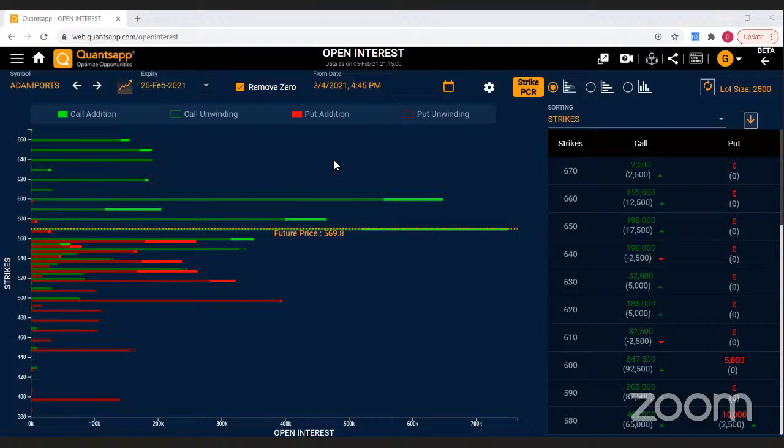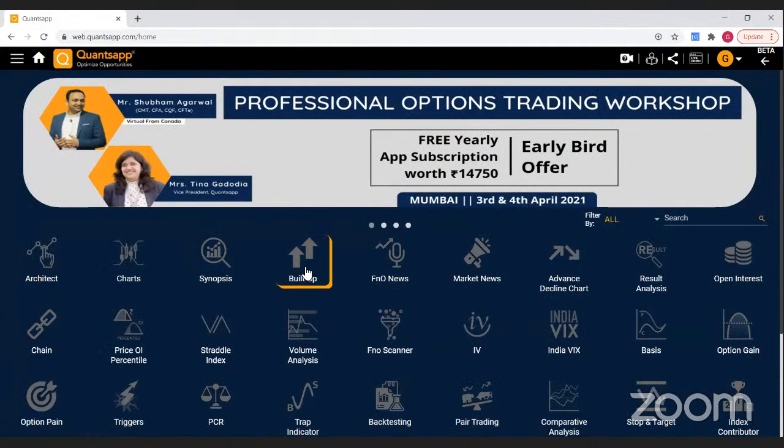Then understanding how the open interest band is changing, that gives a lot of significance. Then there are lots of tools you can actually look into. So these are the three only I have told you. Then buildup, you can see how the buildup is going on.